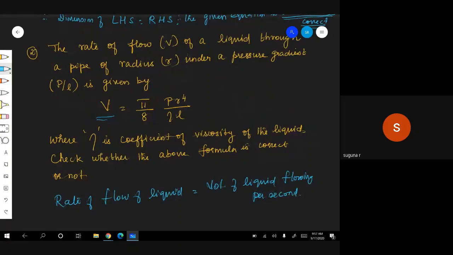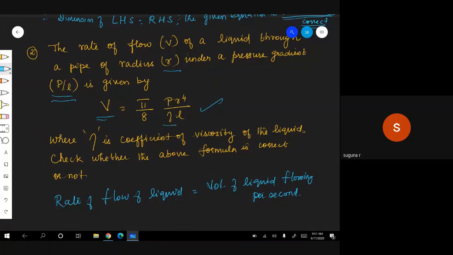So now what is asked? The rate of flow V of the liquid through a pipe of radius R, under a pressure gradient P by L. I told you gradient in the previous class. Velocity gradient means change in velocity with respect to distance. Like that, pressure gradient means change in pressure with respect to length, that is P by L. This is given by V equals pi by 8, P r power 4 divided by eta L.